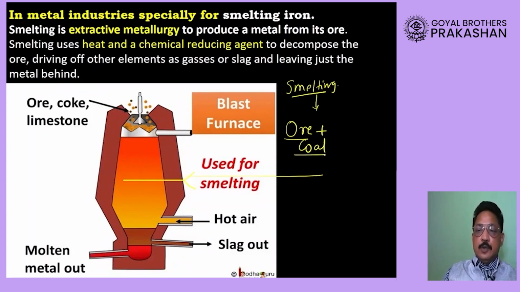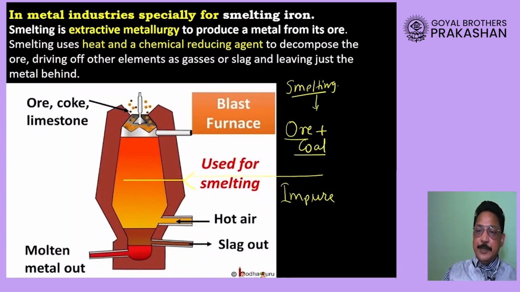So coal does two important things. First, coal will produce heat, which will melt this ore of a metal. And second, coal will also react with the impure part present in the metallic ore, and then that impure part will be extracted. This process, where we are melting and also extracting the impure part, is called smelting. So it is a metallurgical operation.